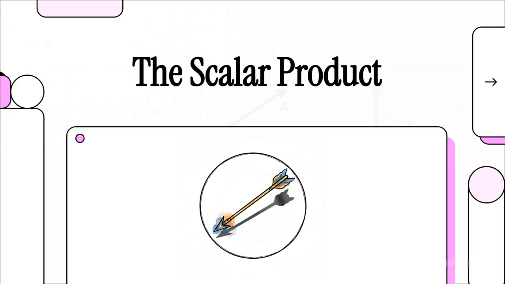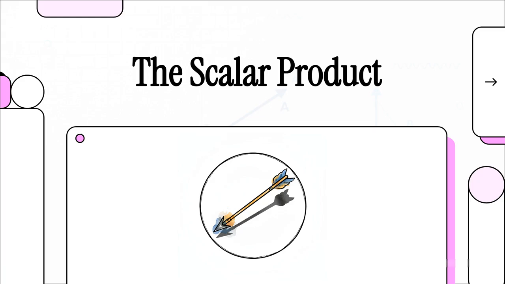Hey everyone, so let's think about something for a second. How on earth do you multiply two things that have direction, like, say, a push and a movement, and somehow get just a single number out of it? A number that actually means something important? Well, that's the big puzzle we're going to solve today.